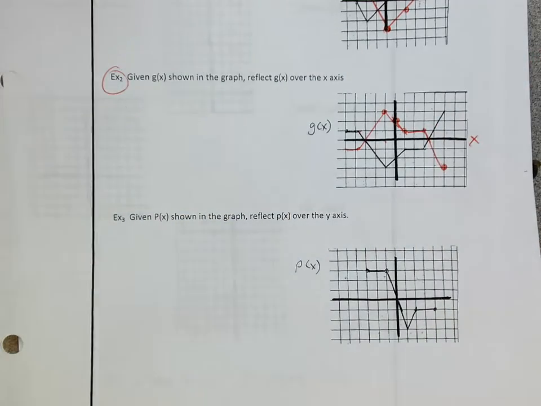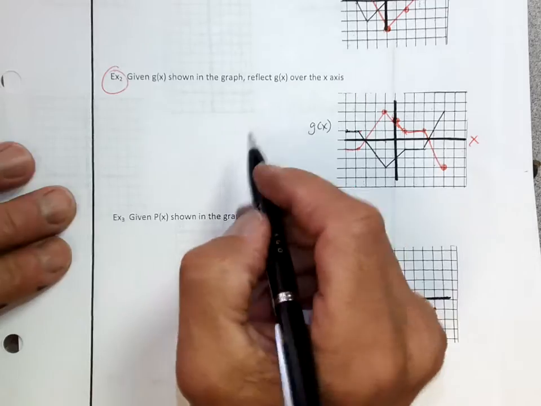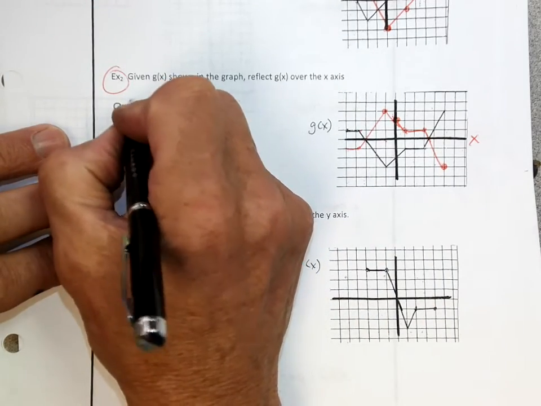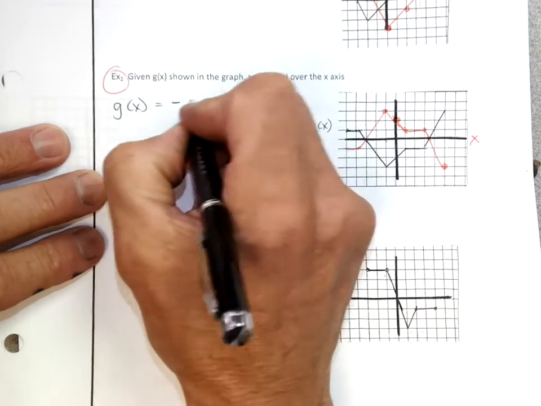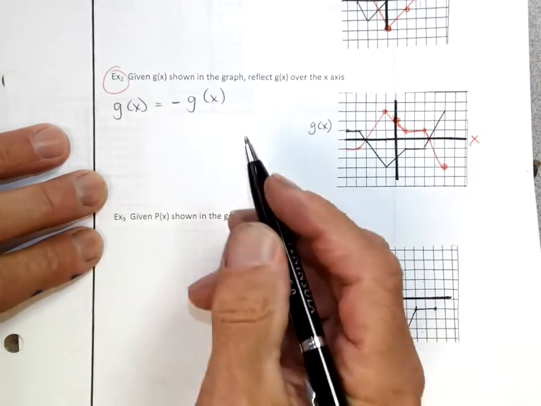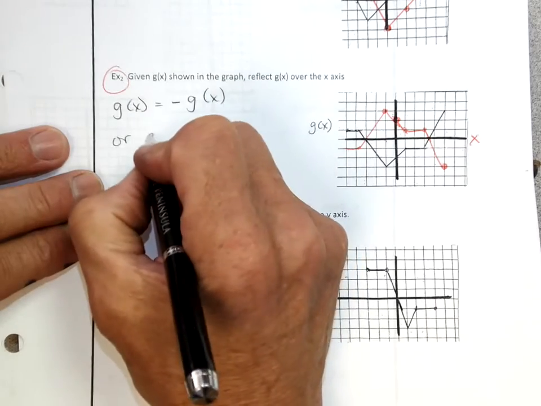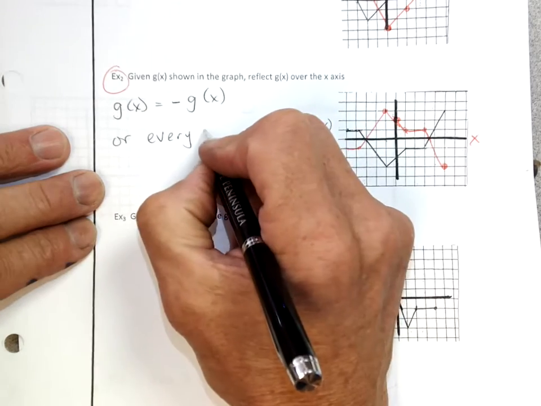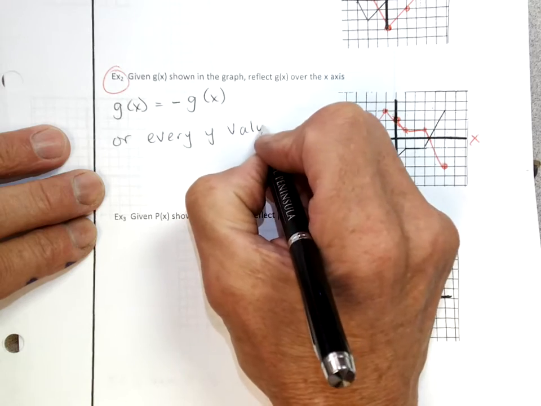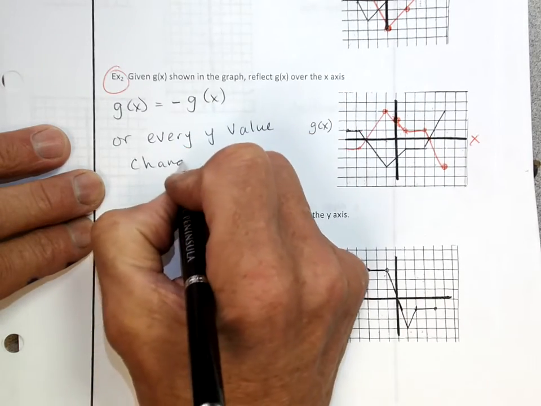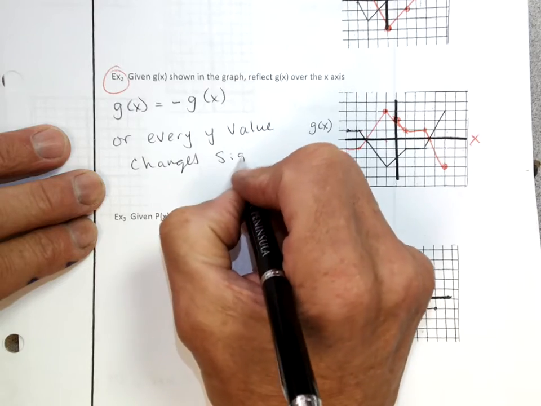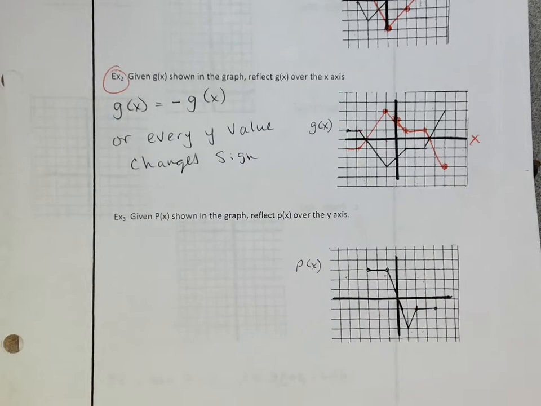So anytime we do a reflection over the x-axis, we go from g of x and make it equal to negative g of x. Or every y value changes sign. If you're going to go over the x-axis, everything that's up comes down. So if it's up at 3, then it goes down to negative 3. If it's down at 4, it goes up to 4. So it's all the y values that change to make it go from like this up to that. Okay?